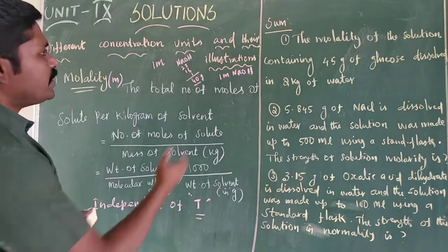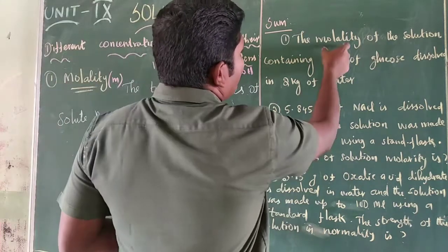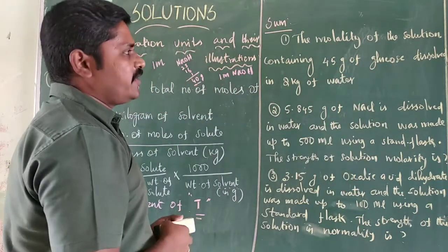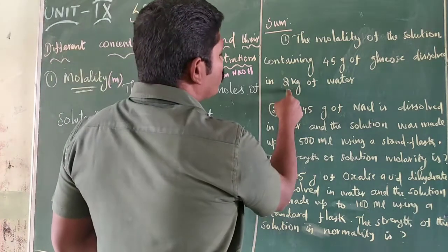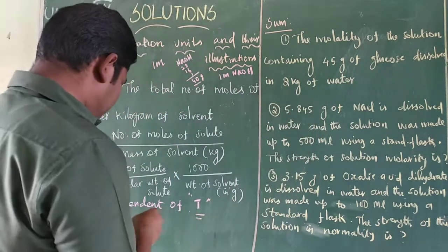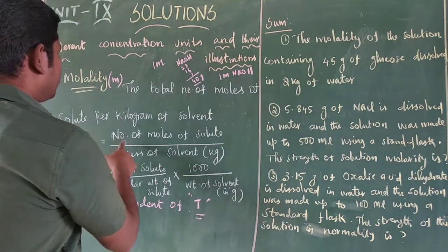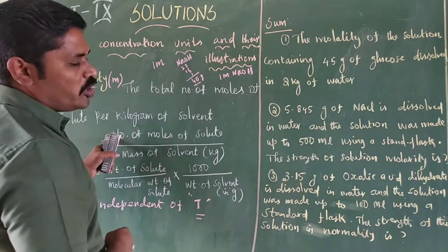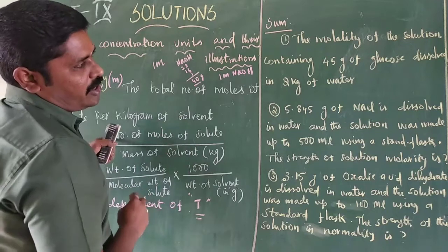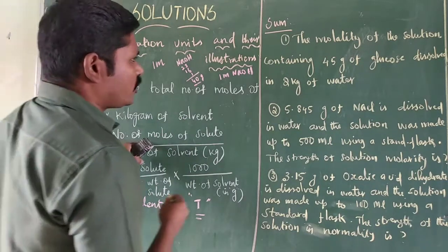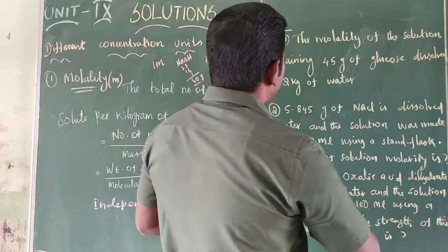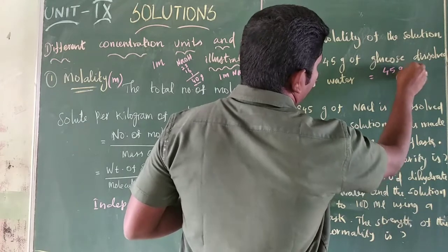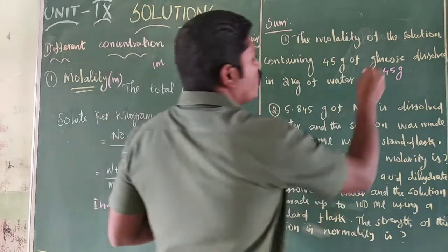Now an example sum. The molality of the solution containing 45 gram of glucose dissolved in 2 kilogram of water. The molality is the number of moles of solute divided by the mass of solvent. The number of moles of solute is equal to given mass by molecular mass. The given mass of the substance is 45 gram.